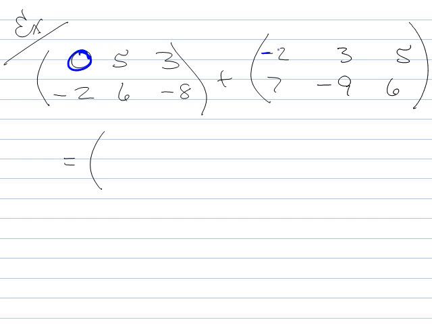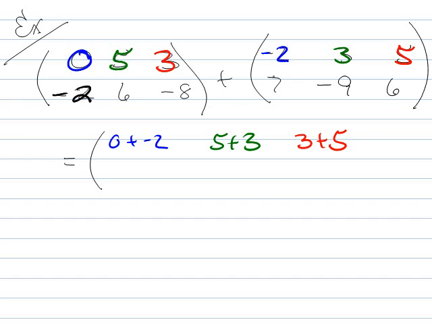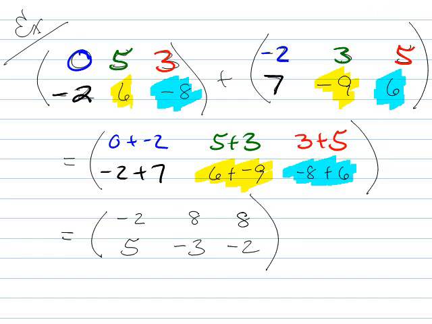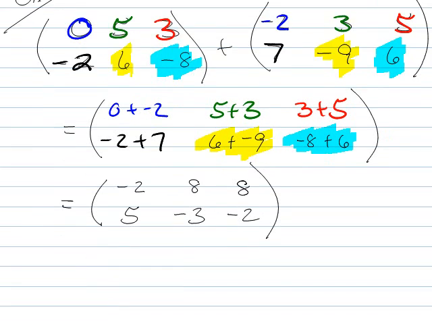Say we've got 0 plus a negative 2, 5 plus 3, 3 plus 5, and then we've got negative 2 plus 7, 6 plus a negative 9, and then I have negative 8 plus 6. Okay. Negative 2, 8, 8, 5, negative 3, and negative 2. Again, it is reasonably straightforward. You could ask for worse than having to add a whole bunch of matrices together.